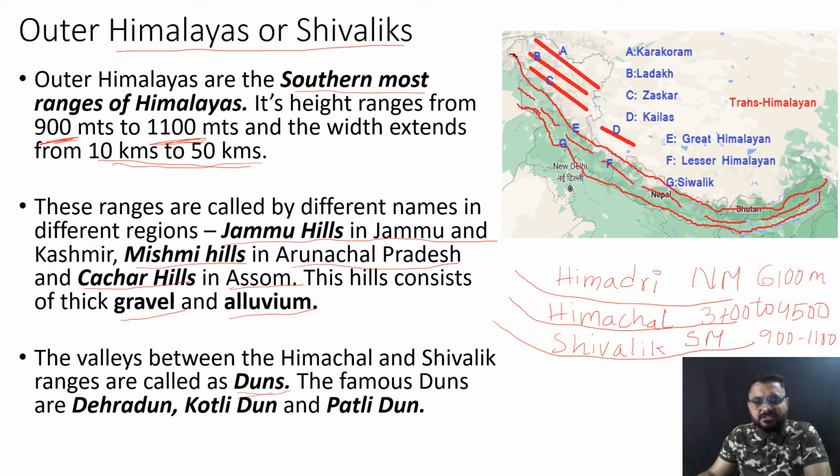So what are these dunes? Dunes are nothing but valleys. They are the valleys that are located between Himachal Himalayas and Shivaliks. So now let us see what are these dunes. On top we have Greater Himalayas, also called as Himadri. To the south of that, we have Himachal Himalayas, also called as Lesser Himalayas, and the last range of Himalayas called Shivaliks.